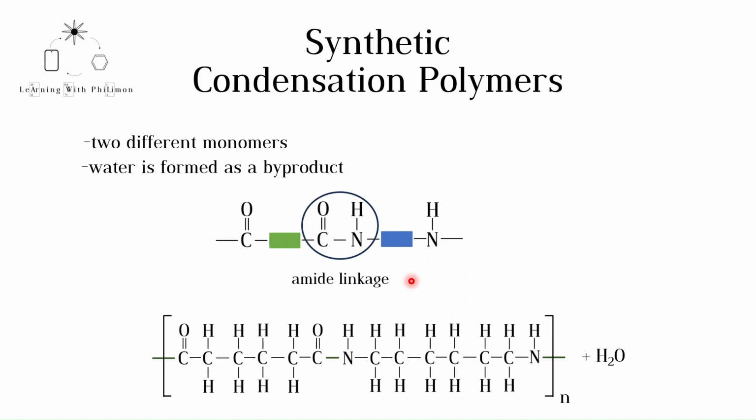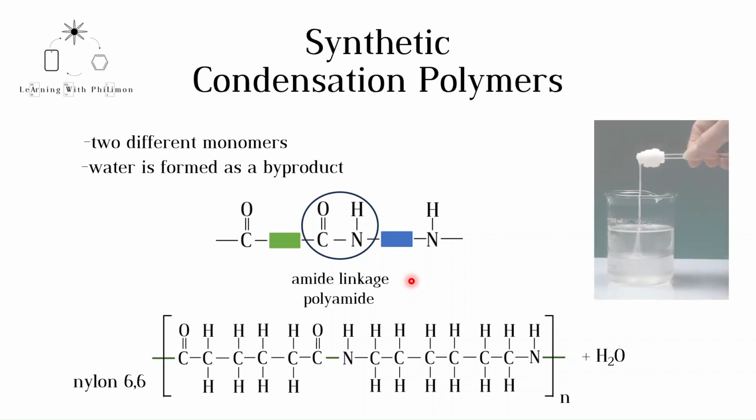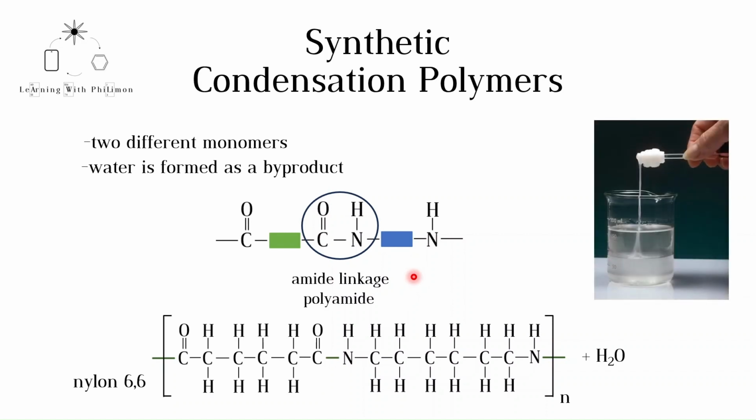This is also called an amide linkage, which we will see again in the next video on natural polymers. Polymers that contain the amide linkage can also be called polyamides. Nylon 6,6 is a synthetic polymer that is used in the textile industry to make clothing, among other things. It can also be made in the lab. See the link in the description for the method.